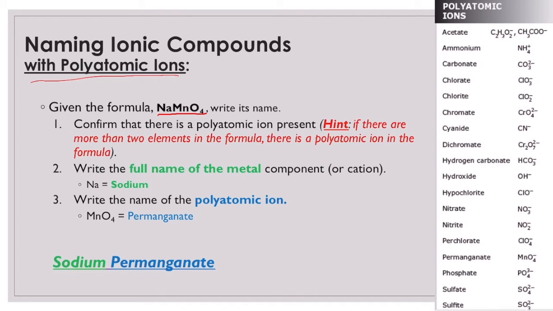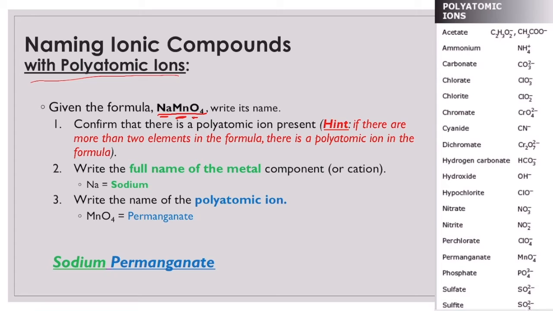And right off the bat, if I don't know that that contains a polyatomic ion, I can look and see that there are three different elements in this compound. And that means there's going to be a polyatomic ion in there. And so it's just a matter of me identifying which elements make up that polyatomic ion.